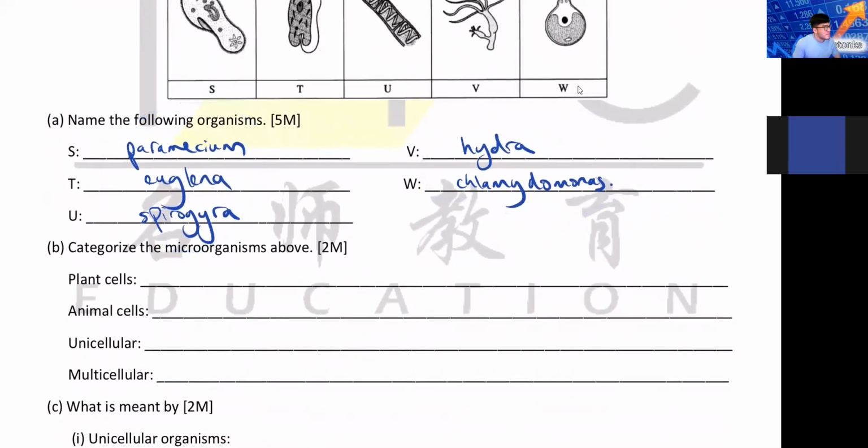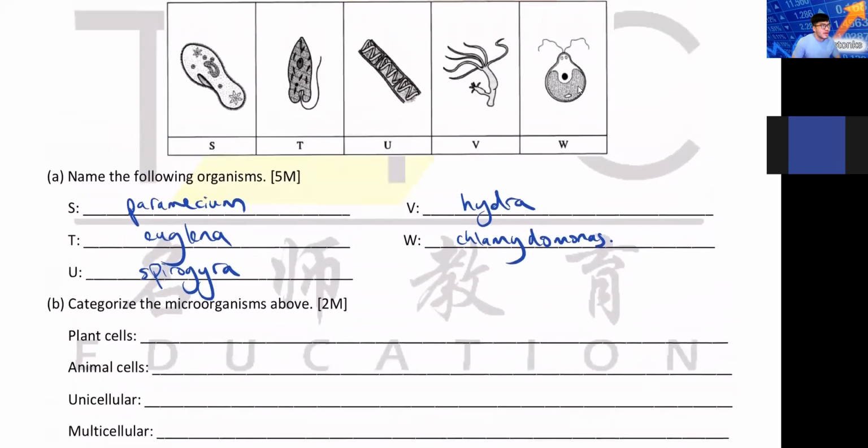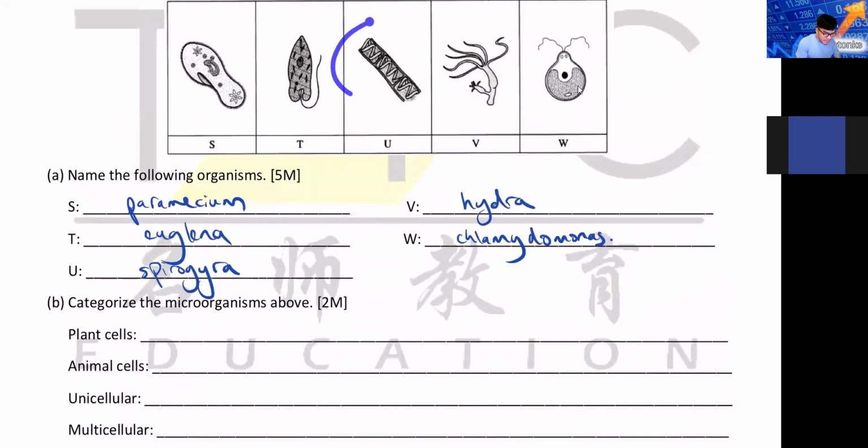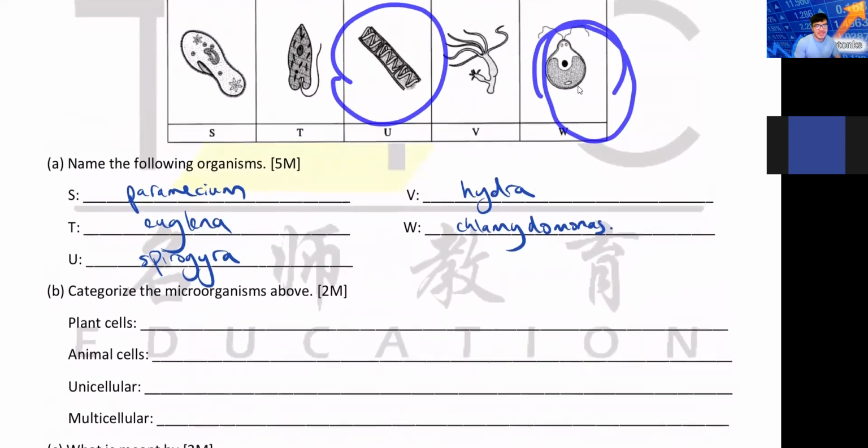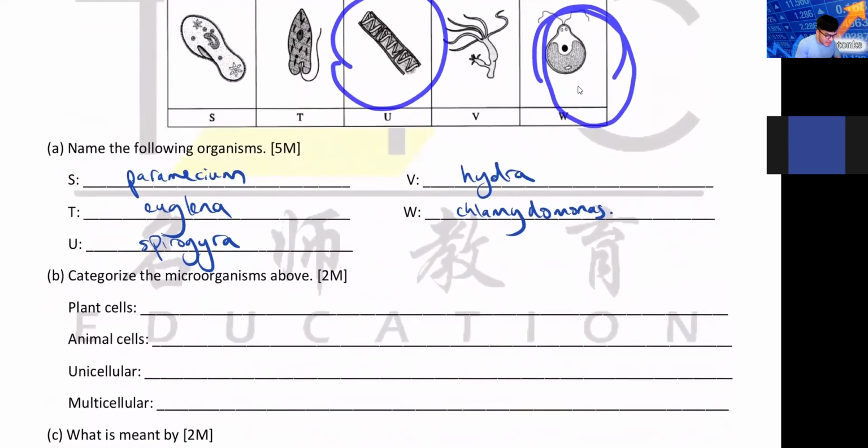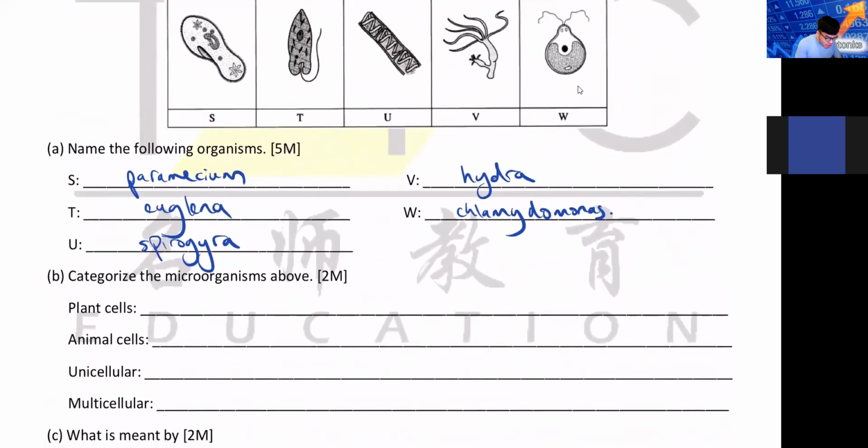Anyway, B: categorize the microorganisms above. So which are plant cells? As you know, this is a plant. This is a plant too. Tapirus. Hey, tapirs are getting extinct already, which is sad. So should you write the name or the alphabet? Please write the alphabet. They didn't ask you to name them, so why go to the trouble?